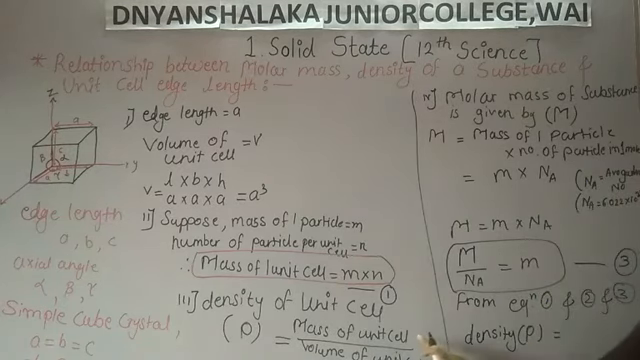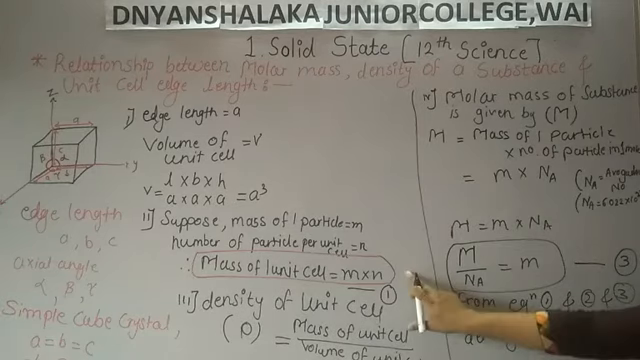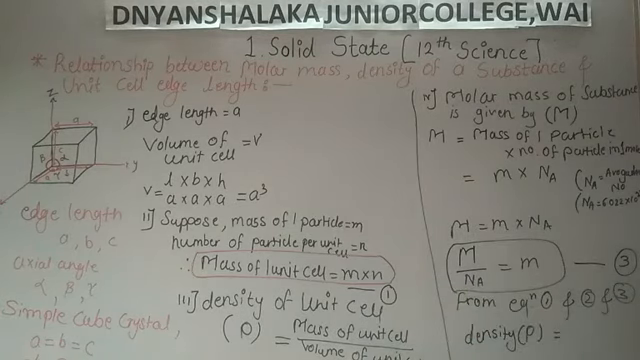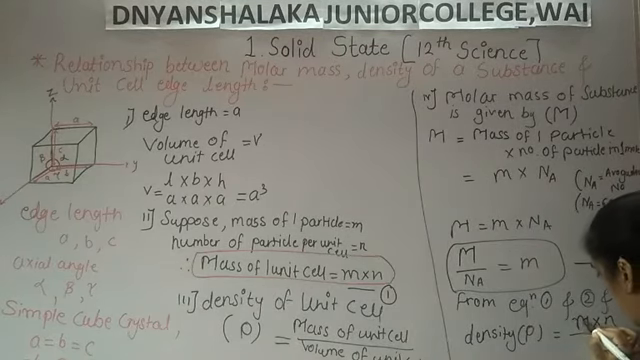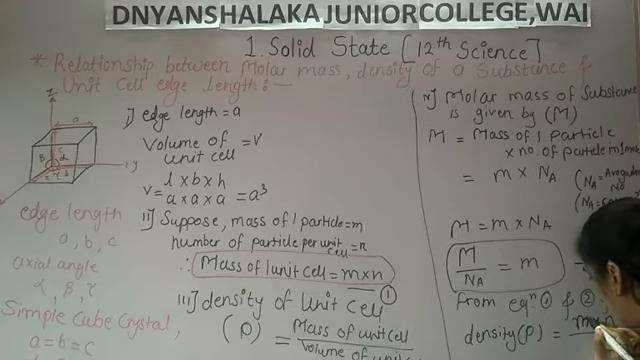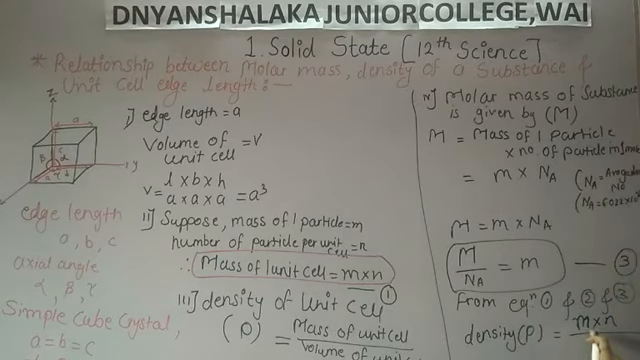So rho which is equal to mass of unit cell. We generally know density formula: mass of unit cell upon volume. How to find out mass of one unit cell? Small m into small n. So this is mass of unit cell, small m into small n, and volume of unit cell. Sorry, this is a small n. Small m into small n, and volume of unit cell V.